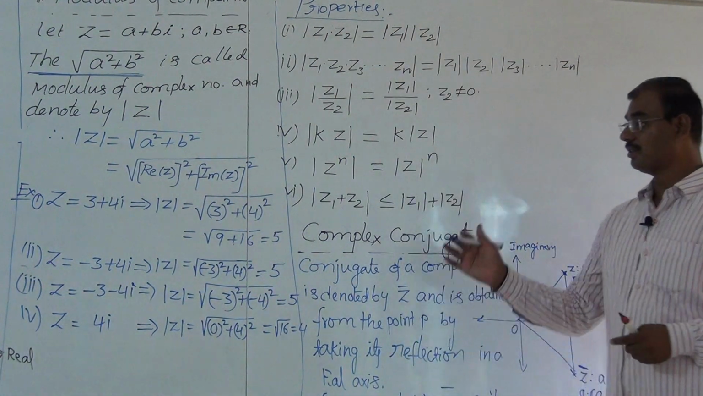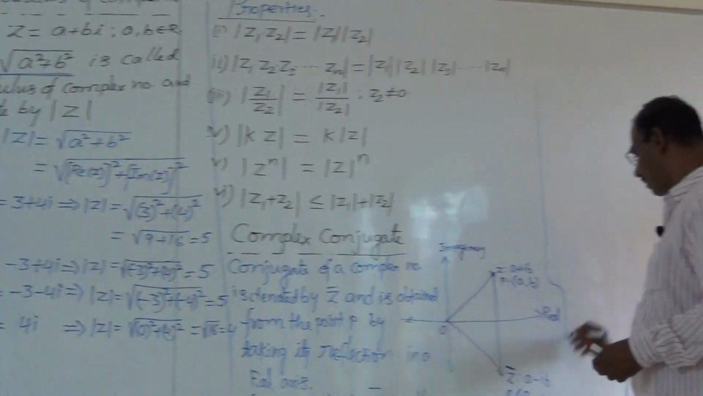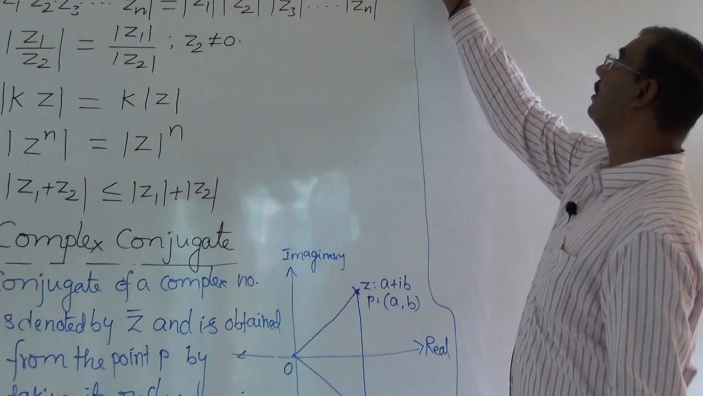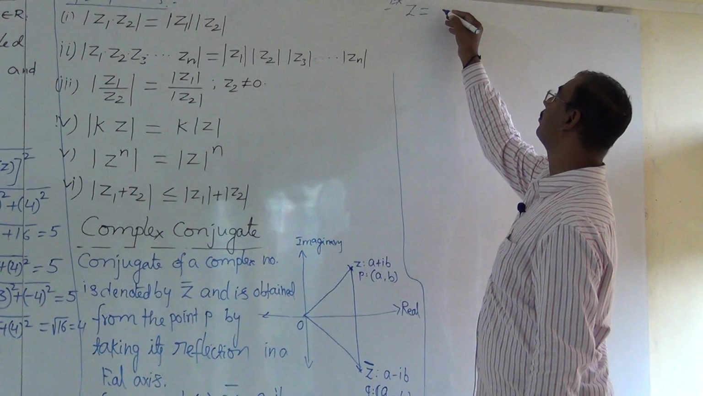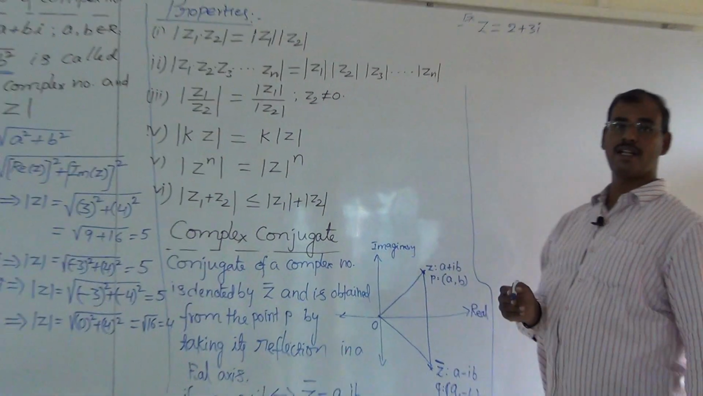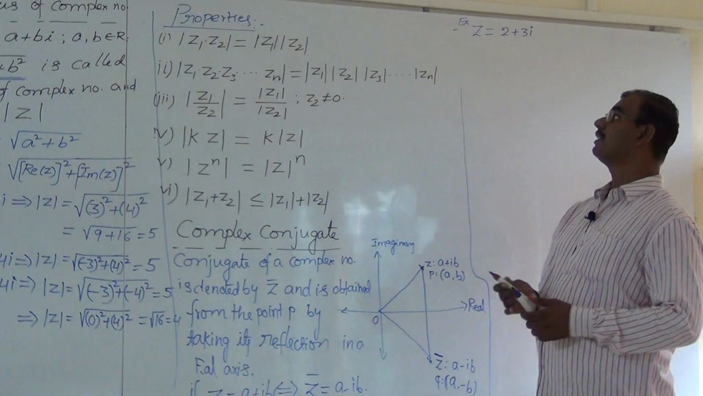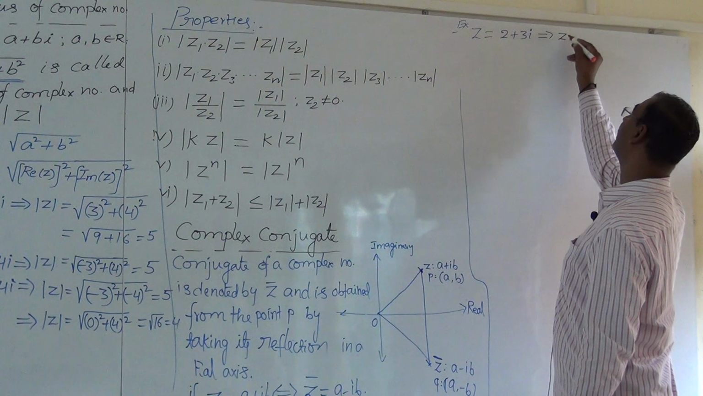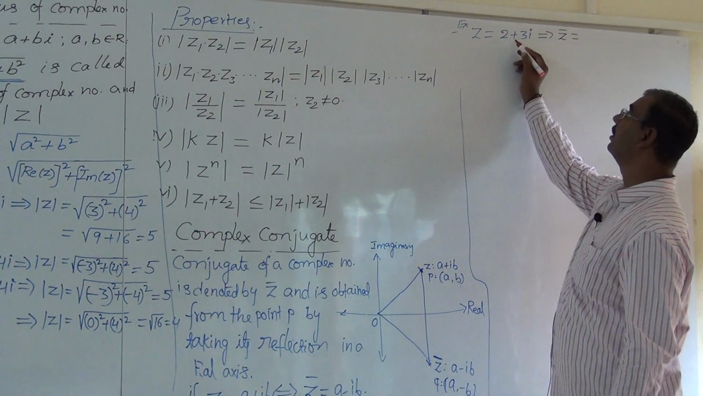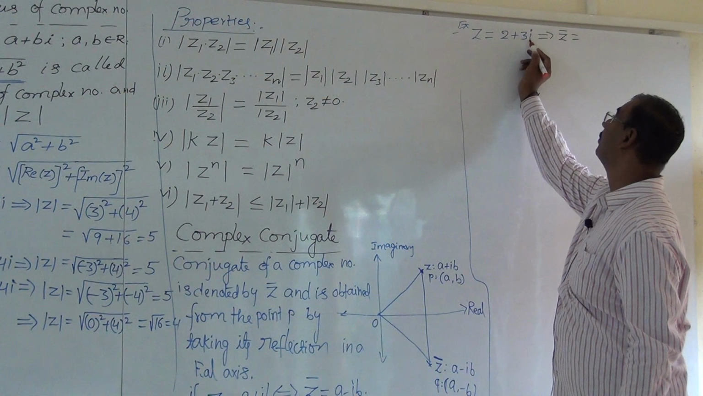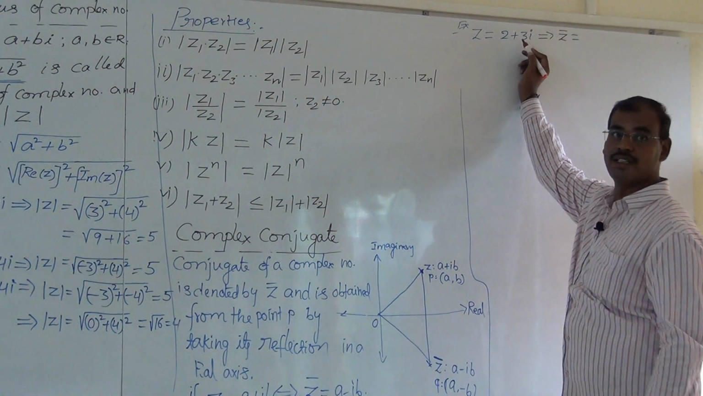Now let us see examples. We have to see a number of examples. If z is equal to 2 plus 3 iota, then what is the conjugate? Z bar is equal to what? Where is it changed here? Only the sign of the imaginary term, the term with iota, is changed.